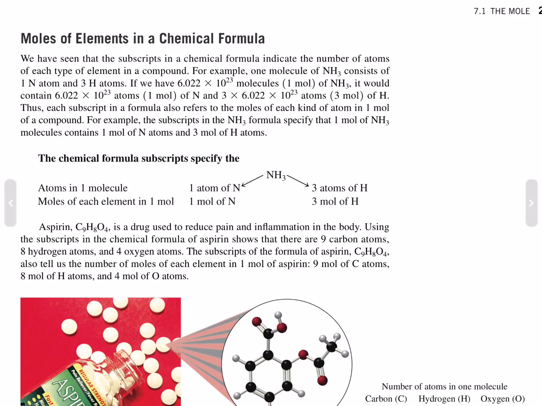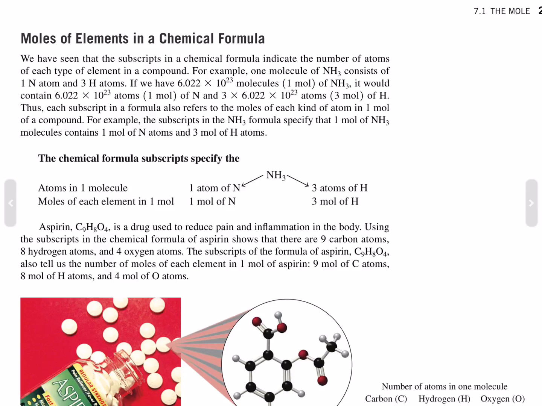For example, the subscripts in the ammonia formula specify that 1 mole of ammonia molecules contains 1 mole of nitrogen atoms and 3 moles of hydrogen atoms. Atoms in a molecule: 1 atom of nitrogen, 3 atoms of hydrogen. Moles of each element in 1 mole of a compound: 1 mole of nitrogen, 3 moles of hydrogen.